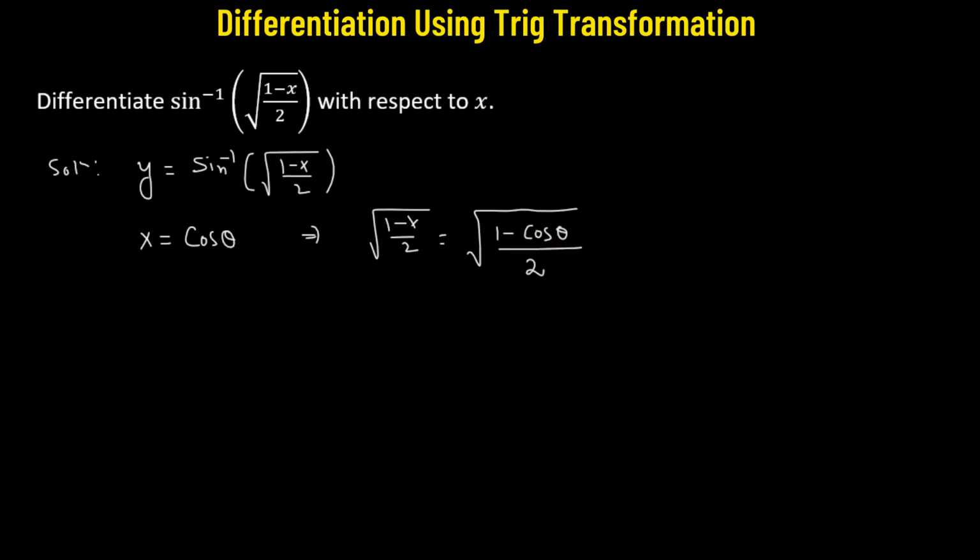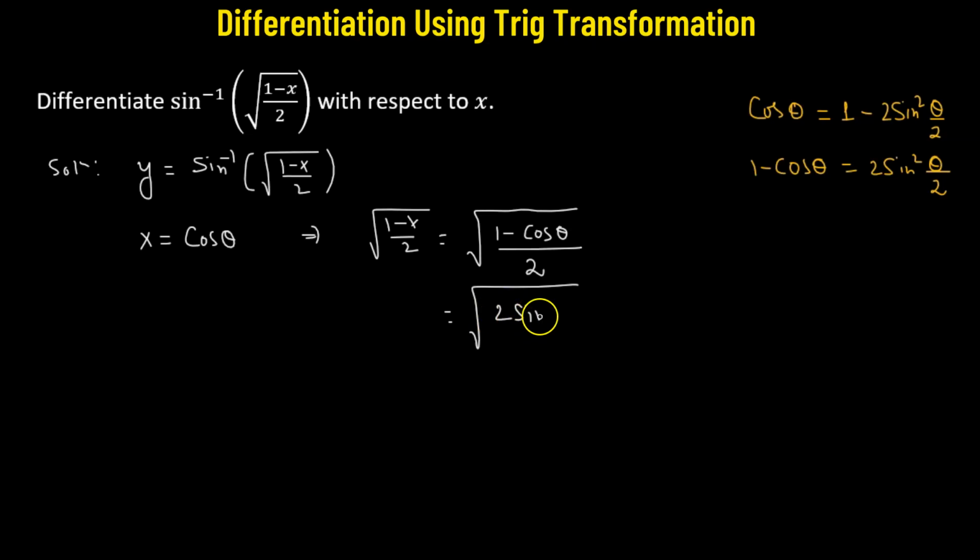Now we know that cosine of theta can also be expressed as 1 minus 2 times sine squared theta over 2. So if we rearrange the terms, we find 1 minus cosine theta is given by 2 times sine squared theta over 2. So our expression now becomes the square root of 2 times sine squared theta over 2, divided by 2. So the 2 and 2 get cancelled out and we have the square root of sine squared theta over 2, which will be simply equal to sine of theta over 2.